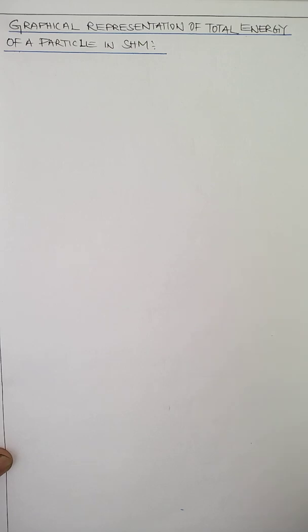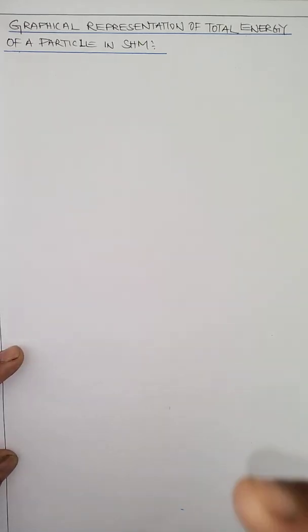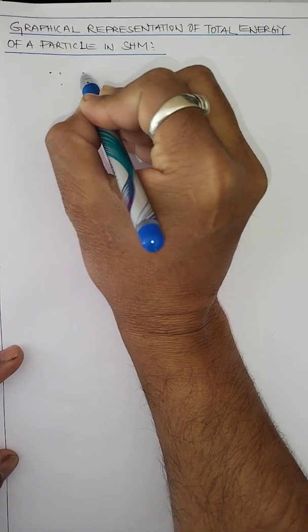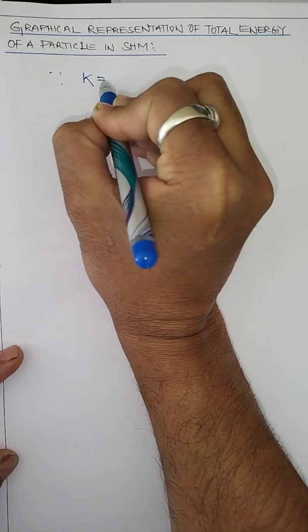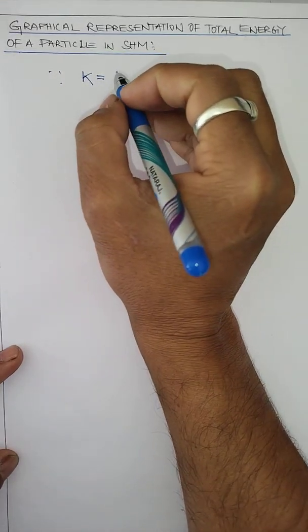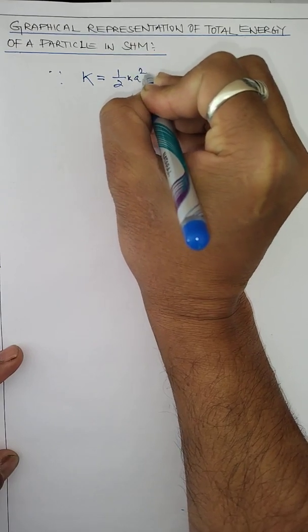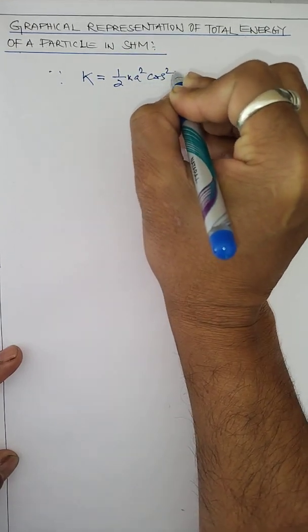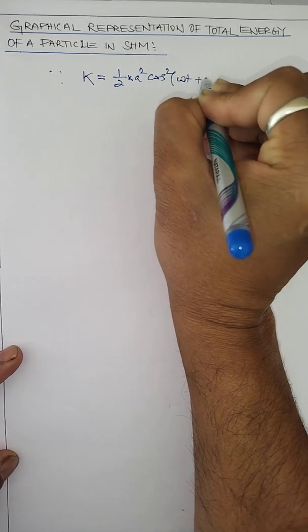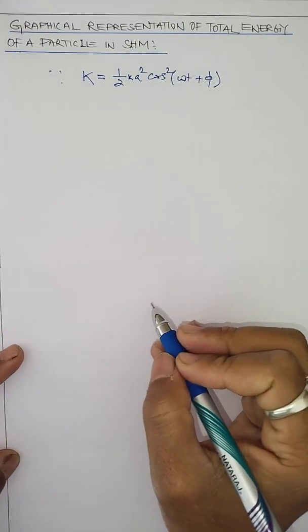Now in the last class we had done up to the total energy of a particle in simple harmonic motion, and we calculated the relation of total energy in terms of kinetic energy and potential energy. Children, you know that the kinetic energy of a particle at any certain time, as we had done in the last class, is given by half k a square cos square (omega t plus phi). So this is the relation we have done.